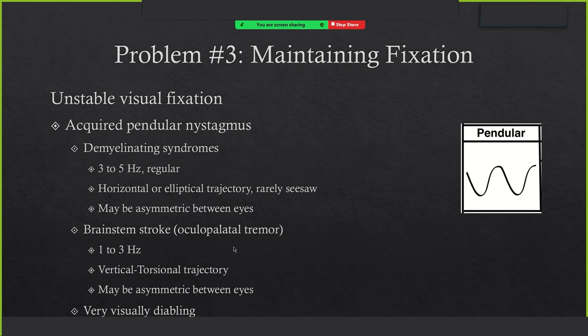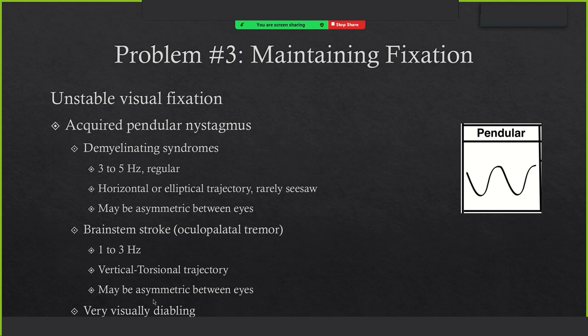The other common syndrome is a brainstem stroke, typically involving the inferior olive or Mollaret's triangle, but I think we've learned over time that it's more the inferior olive that is actually responsible for this. In this case, it can be vertical and torsional, so kind of strange to see something like that. It can also be asymmetric.